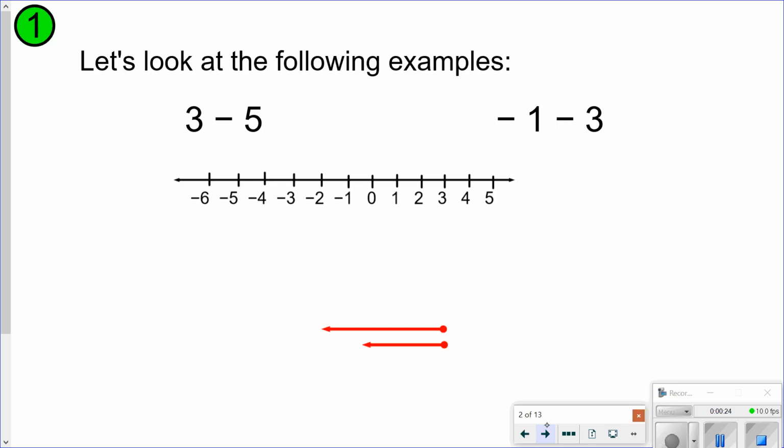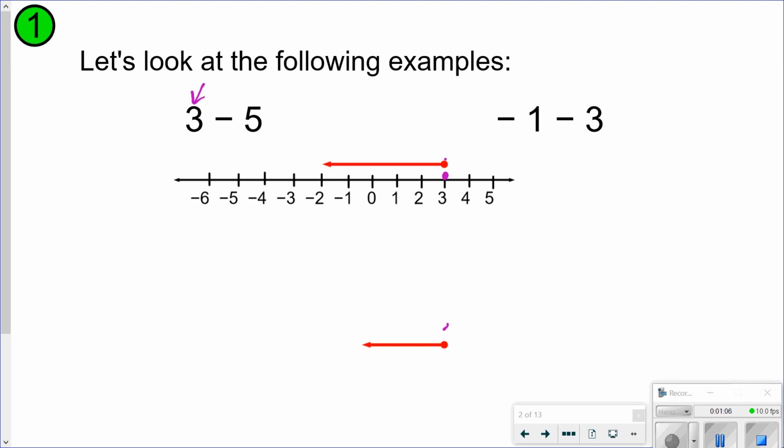Okay, so in this first one, just watch what I'm talking about and then I'll ask you to write it down in your notes. Let's look at these 2 examples here. First question is 3 minus 5. So the way we would do this is we're starting at a positive 3, so our dot would start right there. When we subtract, we're going in the negative direction. So we are going to start at that positive 3, and we're going to go in the negative direction, and we're going to go minus 5 or negative 5.